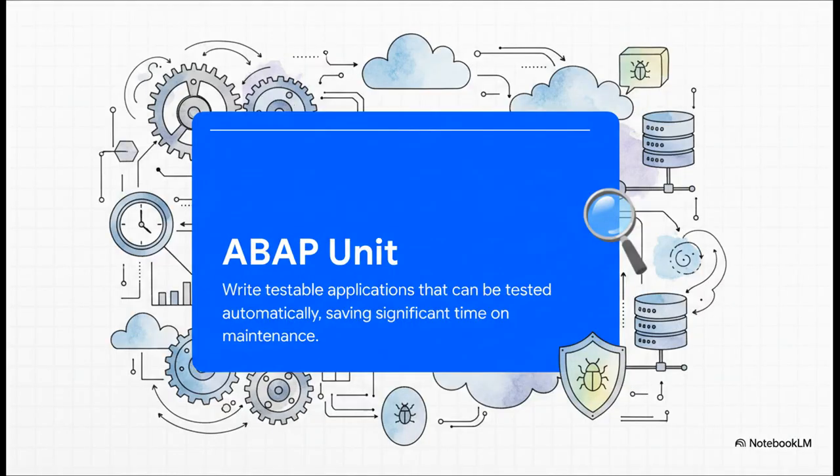And the second pillar, which is just as important, is ABAP Unit. Look, in today's world, automated testing isn't a nice-to-have. It's an absolute must. Use ABAP Unit to test your code, make sure it's stable, helps you catch bugs super early, and believe me, it will save you an unbelievable amount of time down the road.